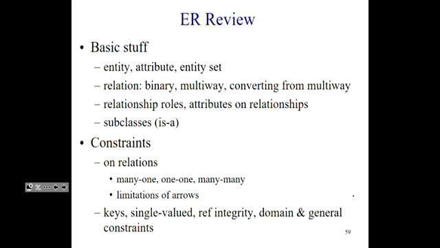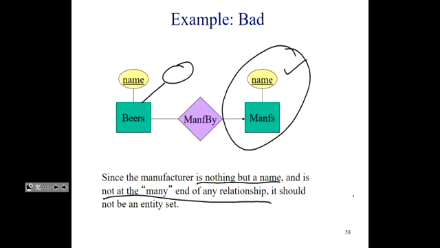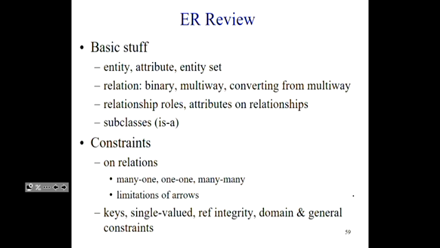Okay, so that's a couple of simple examples about how to pick between entity sets and attributes. Hopefully that gives you some sense as to how to do this. There's a lot more examples in the textbook, so please go take a look at that. I won't have the time to cover that in class.